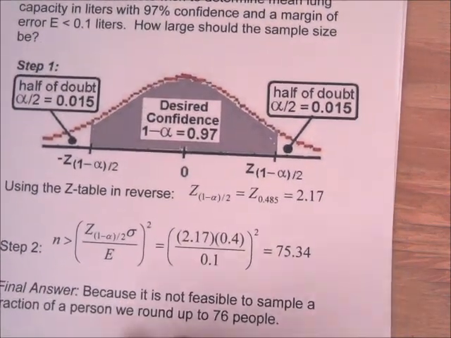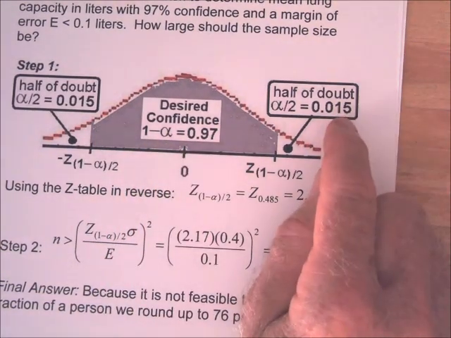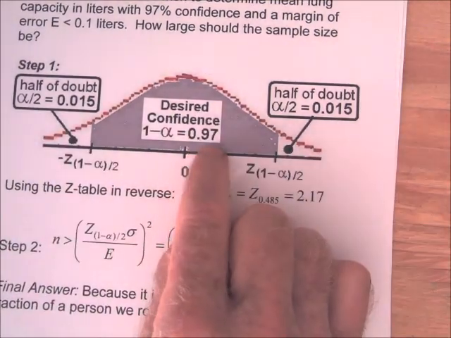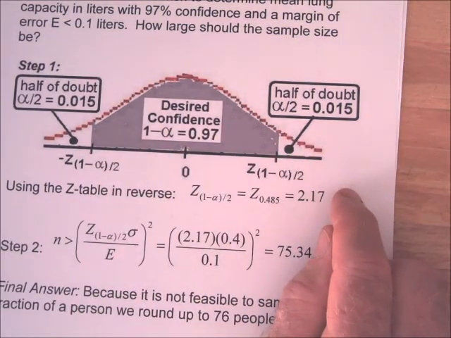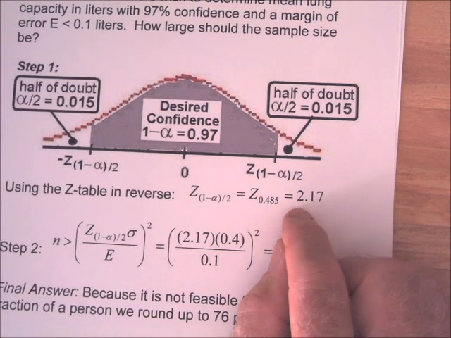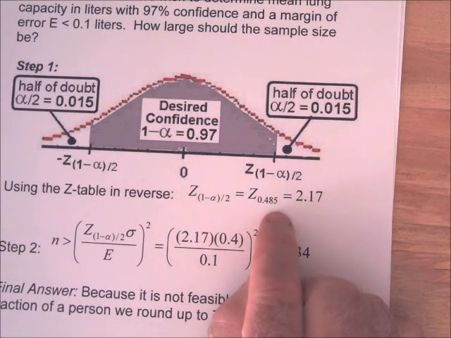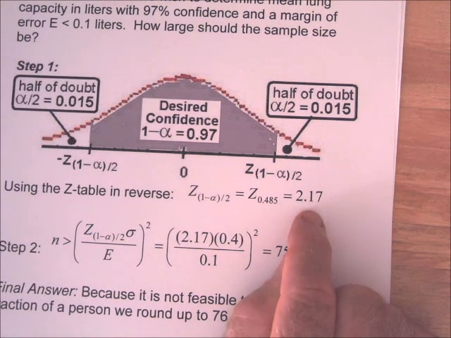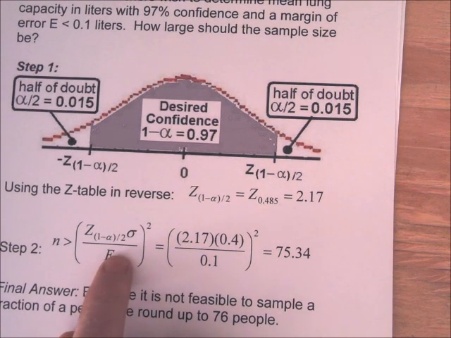Okay, so our confidence level 97%. That's 1 minus alpha, and then we have half the doubt on each side. There's 3% doubt, and half of that is 0.015 on each side. So using the z-table in reverse, we're looking up 0.97 divided by 2, which is 0.485, and look for that using the table in reverse. It's row 2.1, column 7. So our z-score is 2.17.